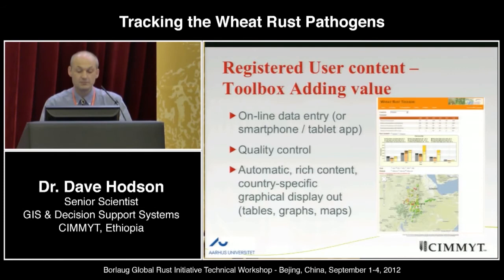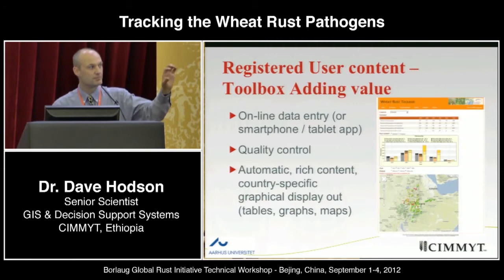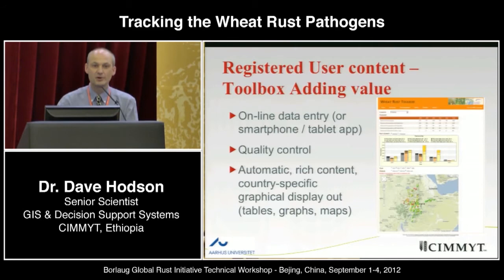There's a summary of all the survey, so how many sites had stem rust, yellow rust, leaf rust by year, graphically showing that over time. So you can see 2010, the big yellow rust epidemic in Ethiopia, it really shows up. Continued pretty high levels of yellow rust in Ethiopia in 2011. And then also automatic dynamic map. So again, it's allowing people to put the data into the system, and then they get something extra back out of it.